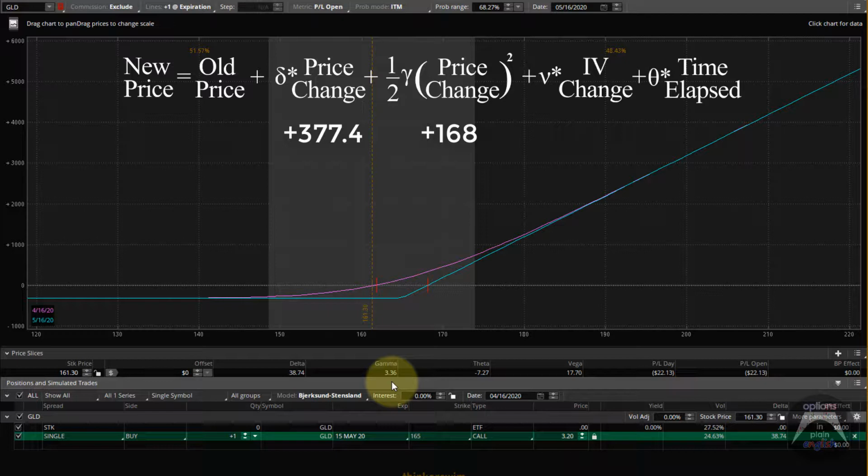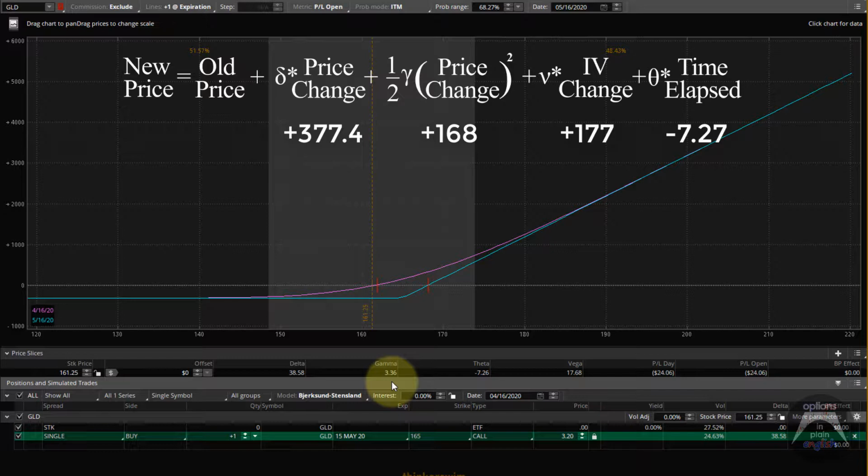So far we have 377.4 plus 168. Now 1 day is going to pass, so theta is 727. We need to subtract the 727. Then I'm going to simulate an increase in implied volatility of 10 percentage points, so Vega is going to be affected by $177 because we're going to multiply it by 10. So we have 377.4 plus 168 minus 727 plus 177.